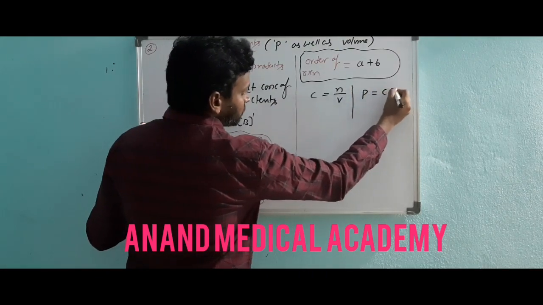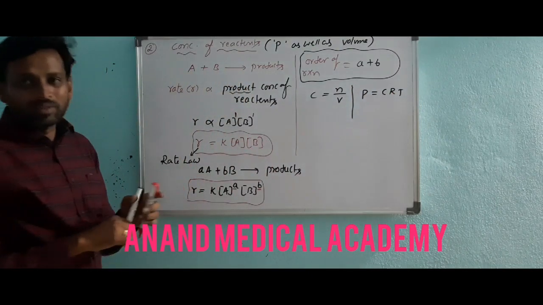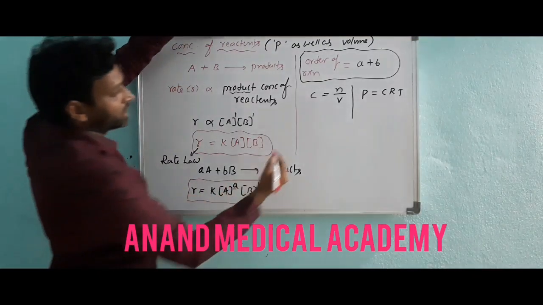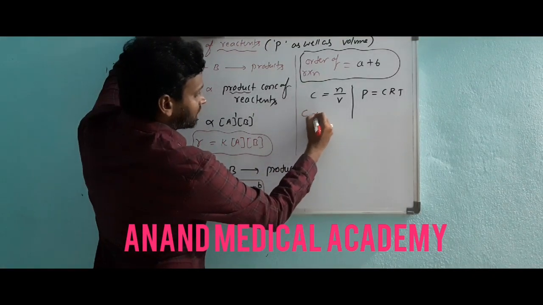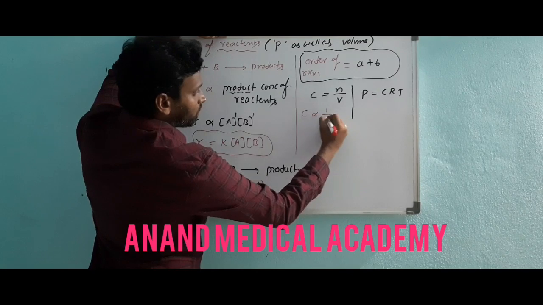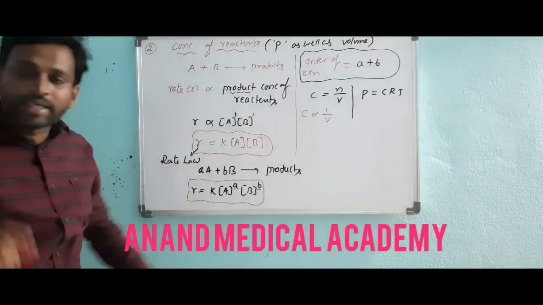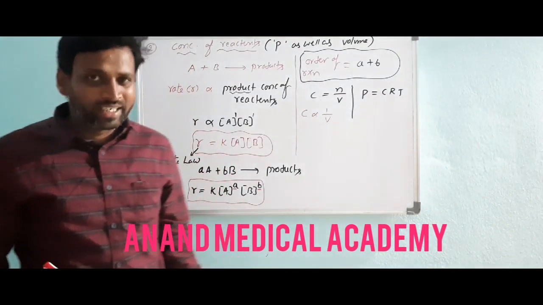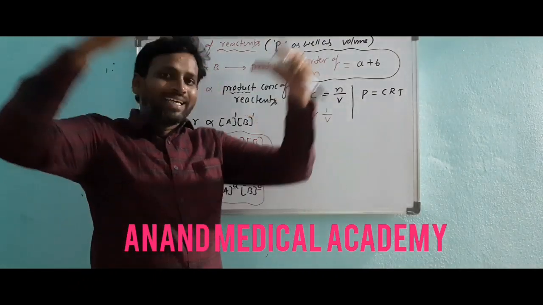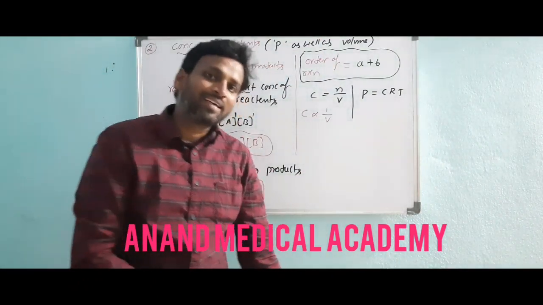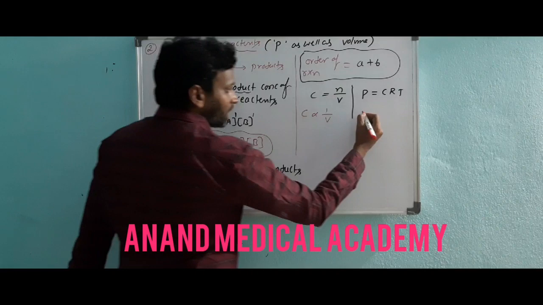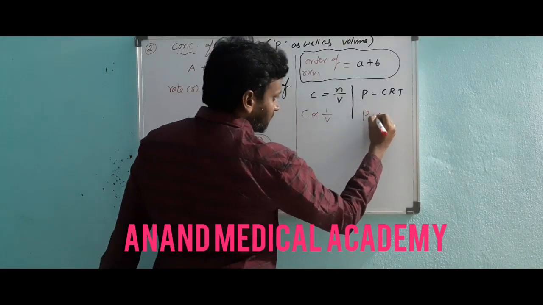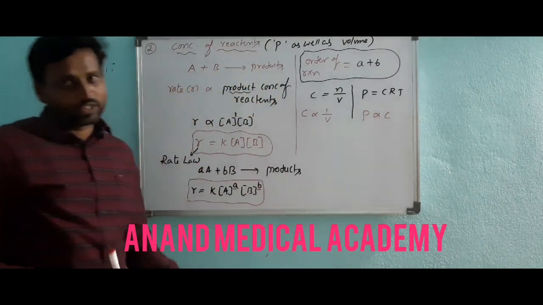P is equal to CRT. From this, what relation can you have? C is inversely proportional to volume. Concentration is inversely proportional to volume, right? Because if the volume increases, concentration decreases. And here the relation is that pressure is directly proportional to concentration.